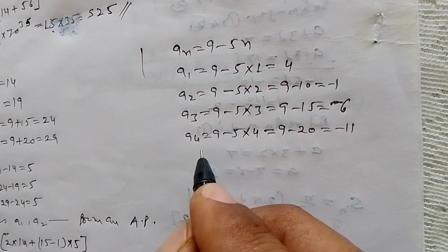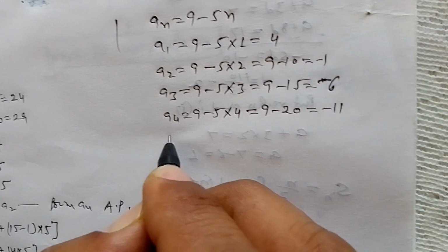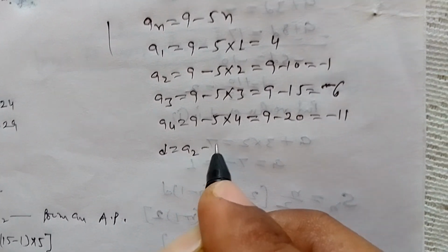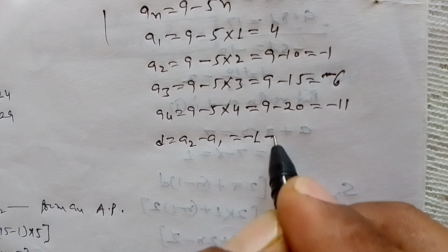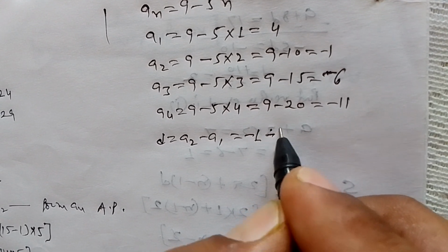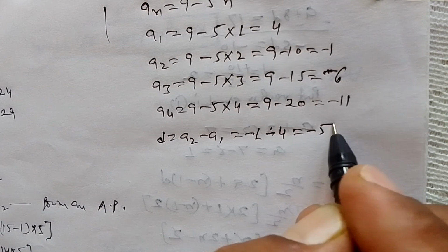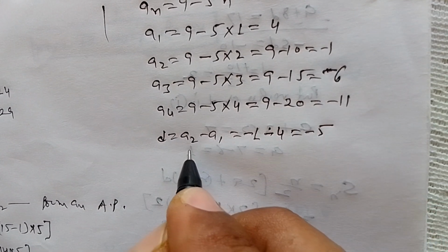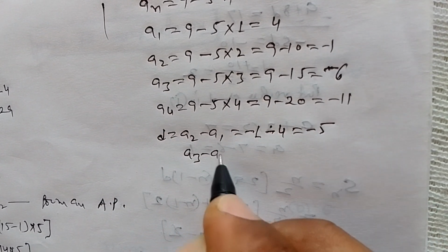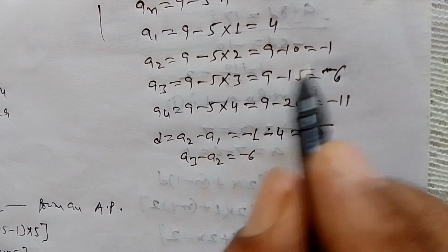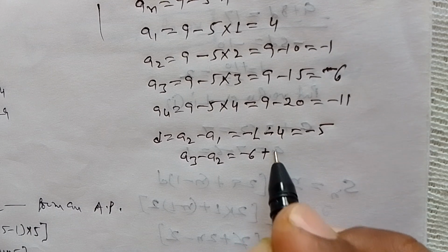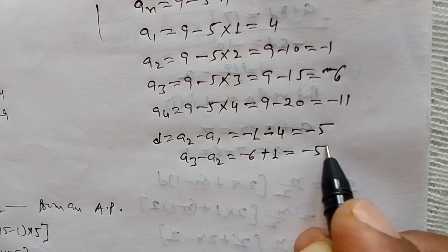So we will calculate the common difference d as a2 minus a1. Since a2 is given as minus 1 and a1 is given as plus 4, minus 1 minus 4 comes out to be a common difference of minus 5. Then similarly a3 minus a2: a3 we have as minus 6 and a2 as minus 1, minus 1 becomes plus, so it comes out to be minus 5 again.